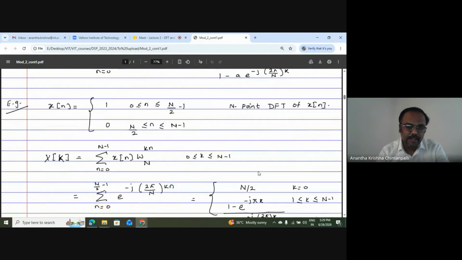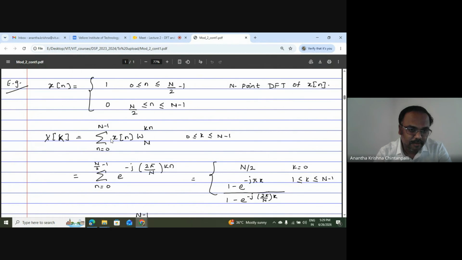Again, it's the same thing. You put in the expression for the N-point discrete Fourier transform, which is capital X of k equals the summation of n goes from 0 to capital N minus 1 of x of n W_N^{kn}, k goes from 0 to N minus 1. Now because from N by 2 to N minus 1 the value is 0, this summation can be replaced by n equal to 0 to N by 2 minus 1 of e to the power of minus j 2 pi by capital N times kn.